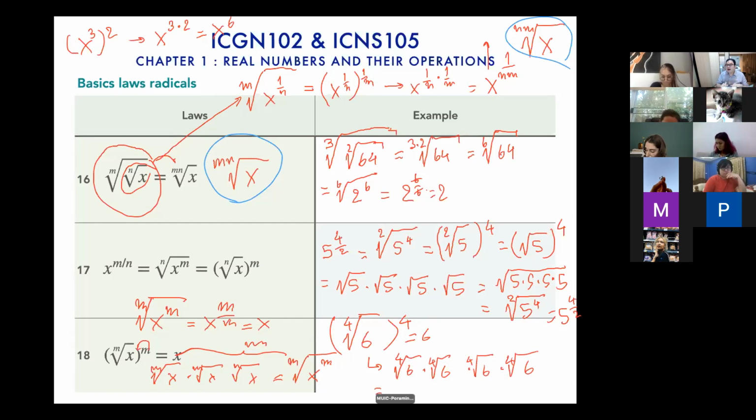Or if you change it in terms of exponent, you get 6 to the power of 1 over 4 times 6 to the 1 over 4, four times. From this you get 6 to the power of 1 over 4 plus 1 over 4 plus 1 over 4 plus 1 over 4, which is 6 to the power of 4 over 4. That means you get 6 as the answer.